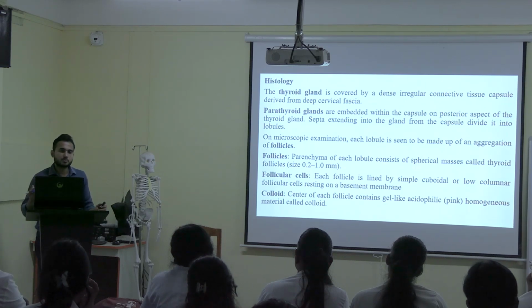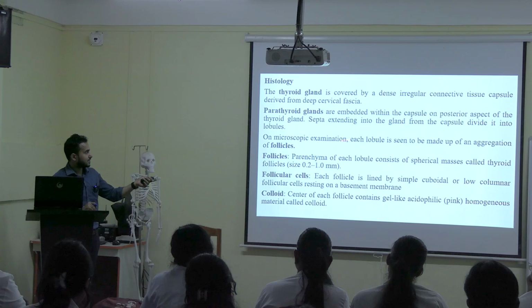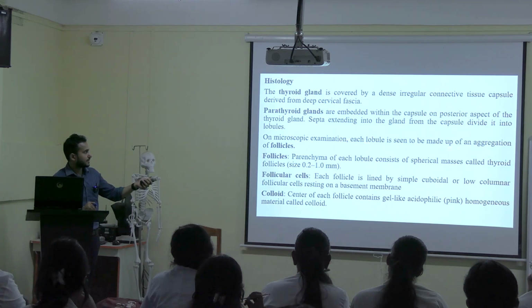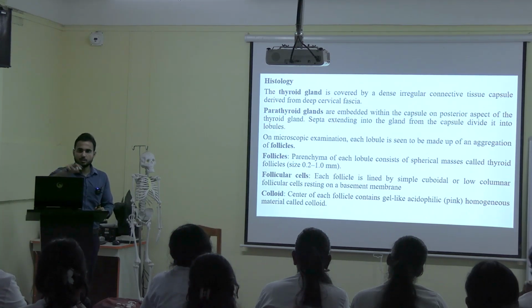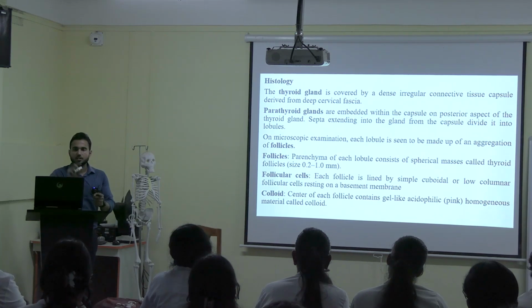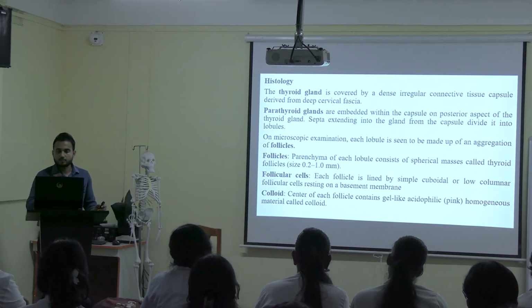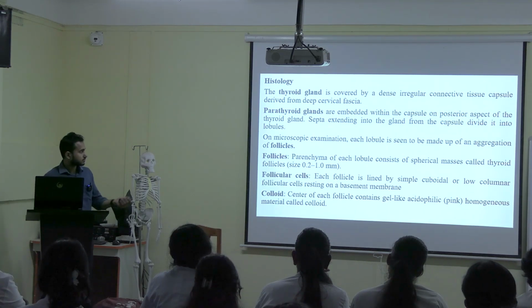Next, what you have to do is see inside the follicle. On microscopic examination, as I said, each lobule is made up of an aggregation of follicles. So take one lobule. First will be the connective tissue capsule. From the connective tissue capsule, septa will go and divide it into lobules. You take one lobule; if you see inside, it is made up of follicles. What is inside the follicles? Follicular cells are present.